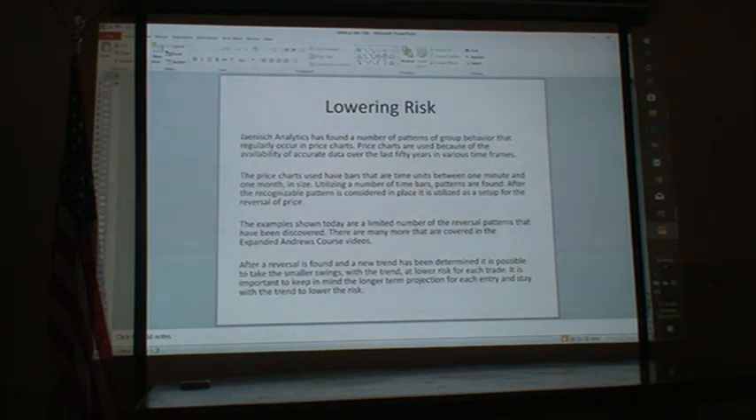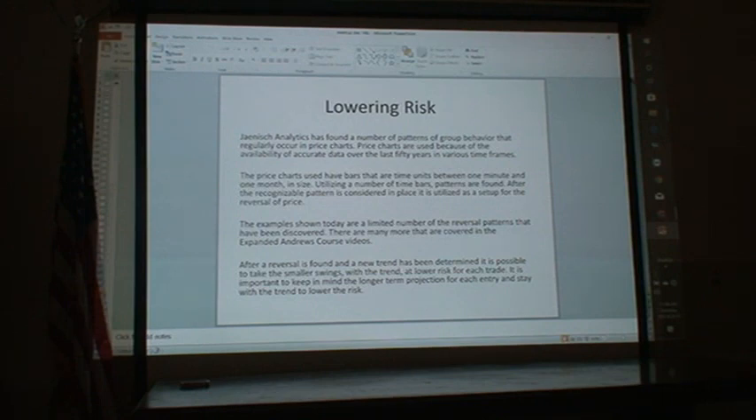Lowering risk. Janish Analytics has found a number of patterns of group behavior that occur regularly in price charts. Price charts are used because of the availability of accurate data over the last 50 years in various time frames. The price charts used have bars that are in time units between 1 minute and 1 month in size. Utilizing a number of time bars, patterns are found, and after the recognizable pattern is considered in place, it is utilized as a setup for the reversal of price.